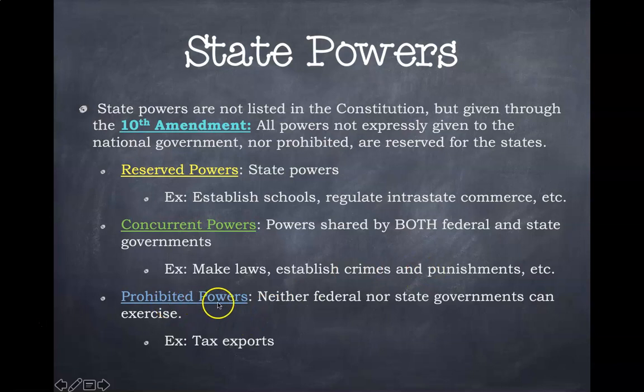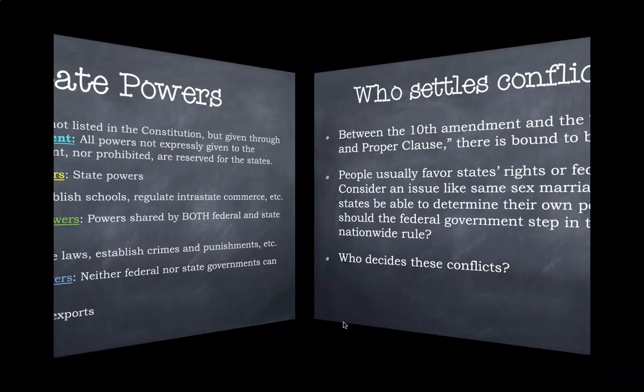Next, we have prohibited powers. So that means that neither the state nor the federal government can exercise these. And you have, for example, tax exports.